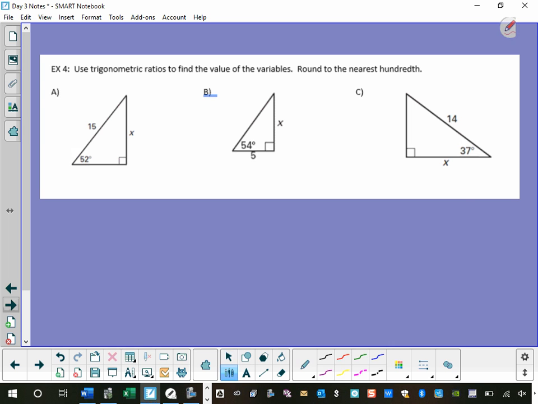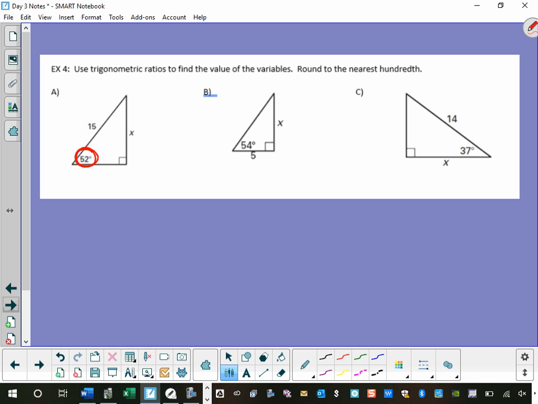Do you guys notice that I can't use the whole 30, 60, 90 or 45, 45 because this is 52, right? You can't use special right triangles. We have to use trig here. So let's circle this angle. That's what's important to me.